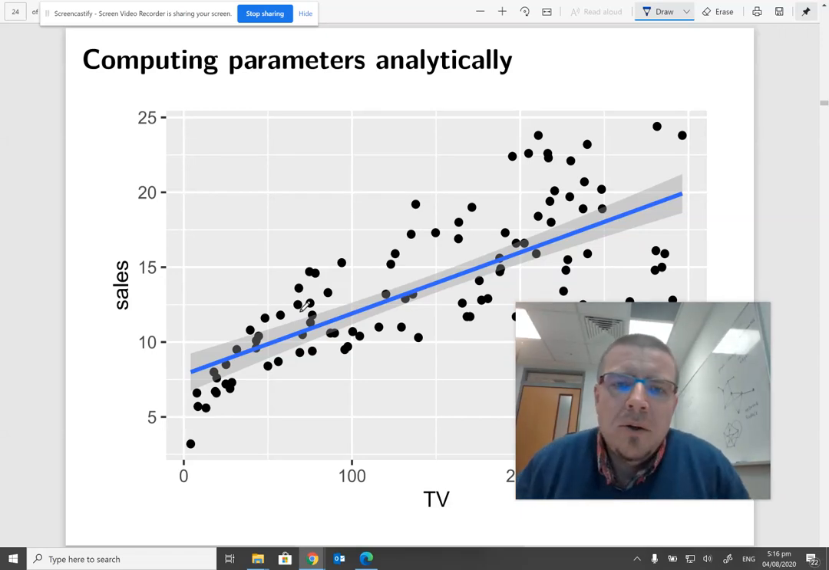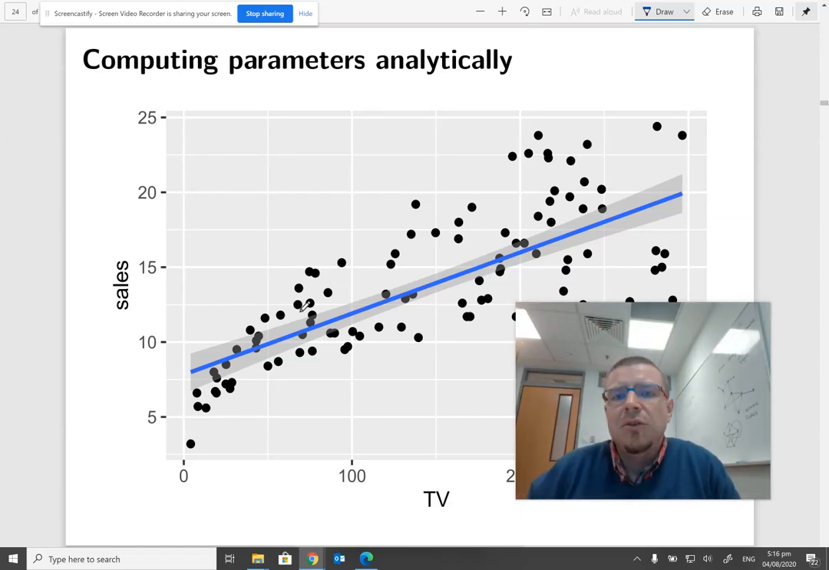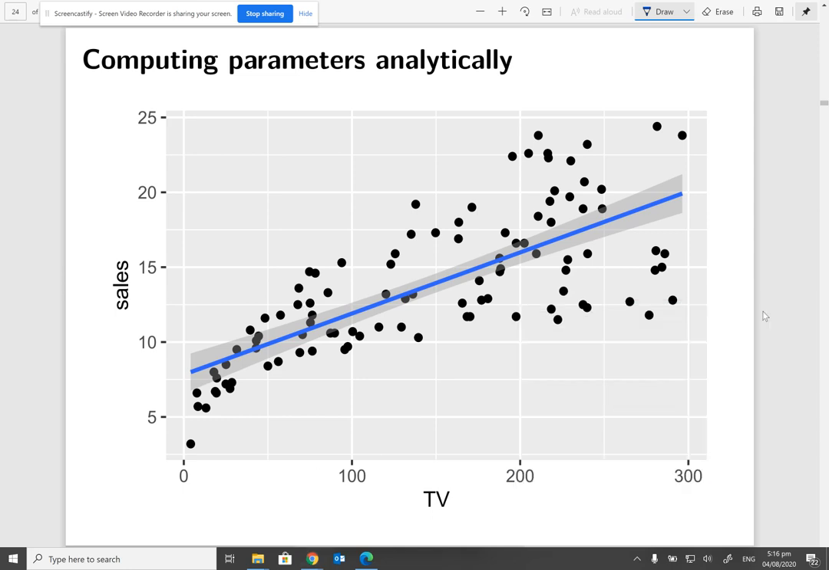Okay, so now we are going to see how we can compute parameters of linear regression analytically. This is probably the most technically challenging part of the lecture and probably the longest, but I hope it's not going to be so bad, because this is stuff that you are more or less familiar with from regression analysis.